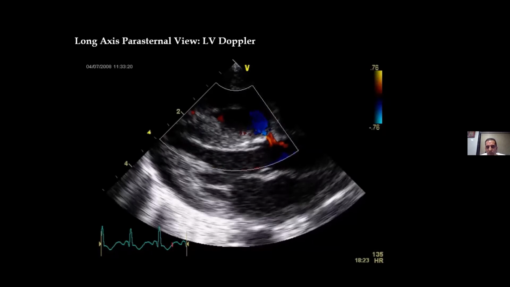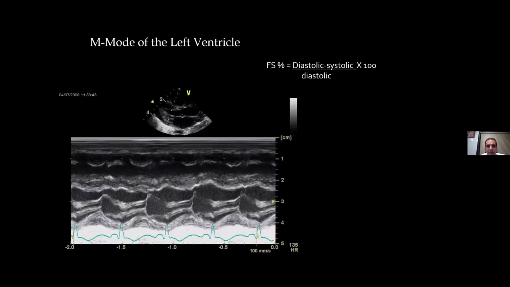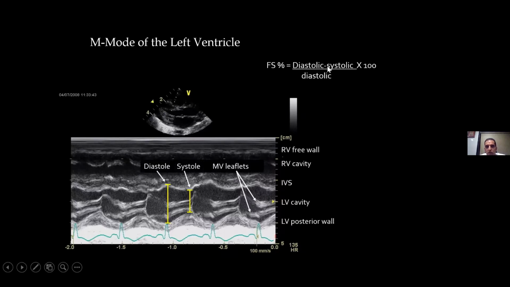So just remember this. And again, we are doing M mode. This motion mode line is being passed through. This is the mitral valve flaps. This is your LV cavity. And this is being used to calculate your fraction shortening, and that is for calculating the contractility of the heart. This is being done in this plaques view.